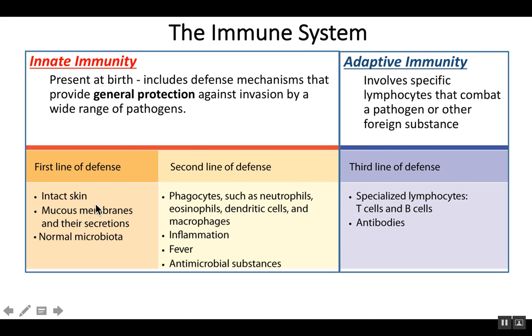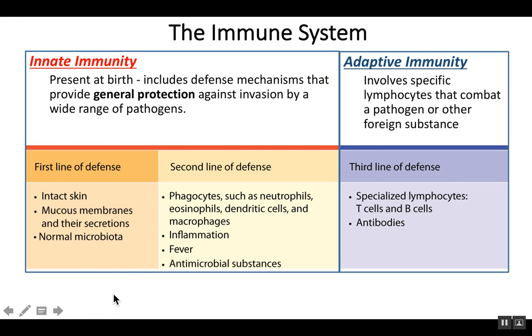Mucous membranes cover the other part of the body that's exposed to the exterior. Your respiratory tract, your GI tract, your urinary tract, your reproductive tracts all have mucous membranes that act as a barrier. Not as strong as your skin, but they're pretty decent barriers. They have mucus. They can produce some other secretions that can act as a first line of defense.